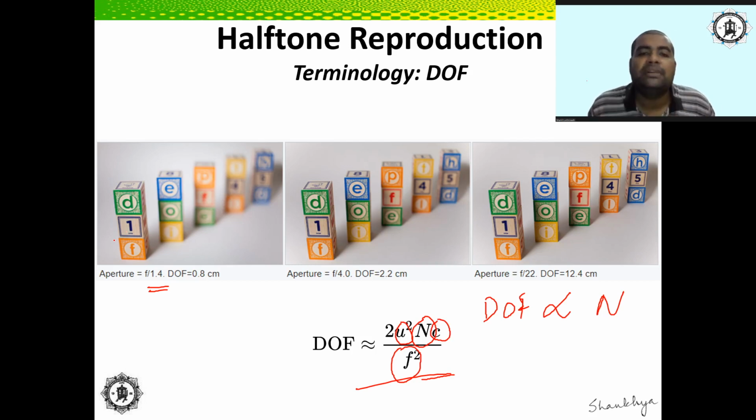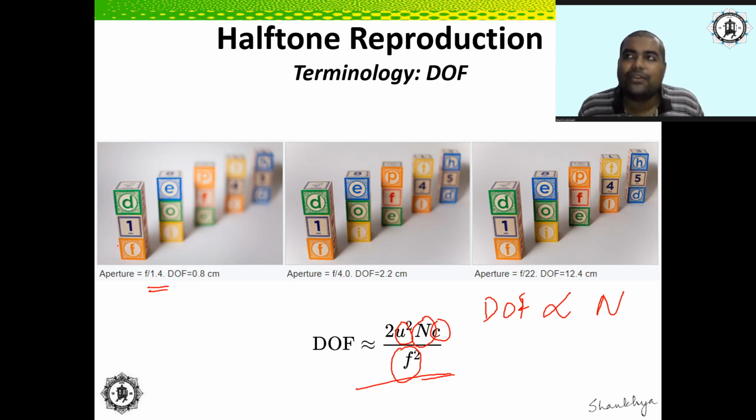Depth of field, in very simple terms, you can express as how much horizontal distance your camera can capture without blurring out the farthest objects. That is basically your depth of field. Now, in this first case, when we are using an aperture with an f number of 1.4, which is a very low f number, that means the aperture is very wide.